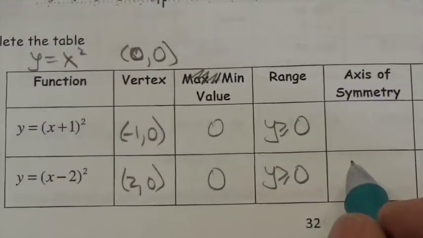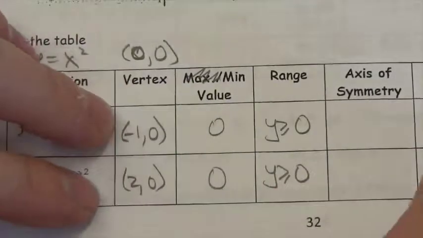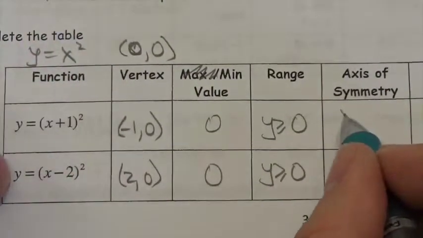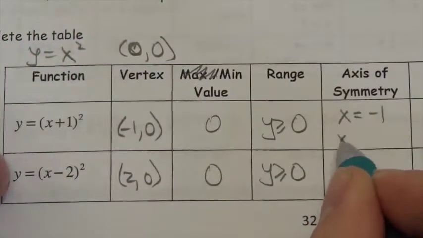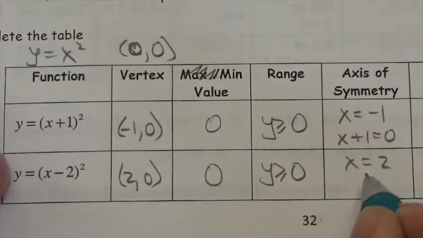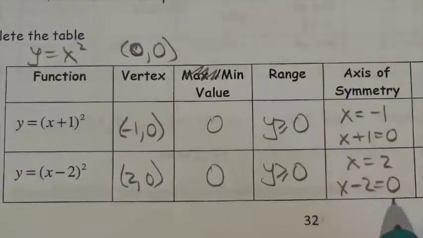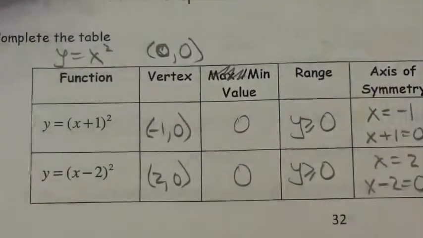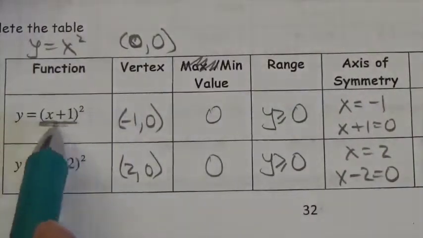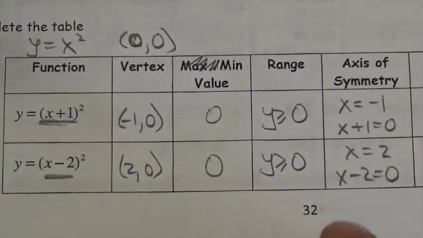But the axis of symmetry is going to change, because it is linked to the x coordinates here. So x equals negative 1, or x plus 1 is 0. x is equal to 2, or x minus 2 is equal to 0. And notice that one of the ways I build the equation for the axis of symmetry is simply taking whatever's being squared and setting it equal to 0. Okay? I hope that makes sense.